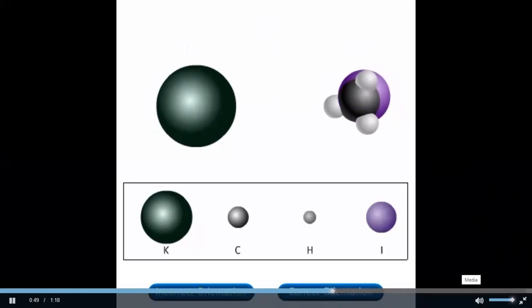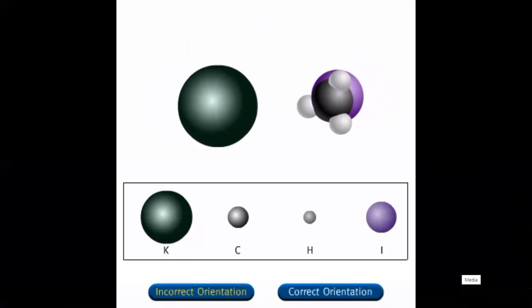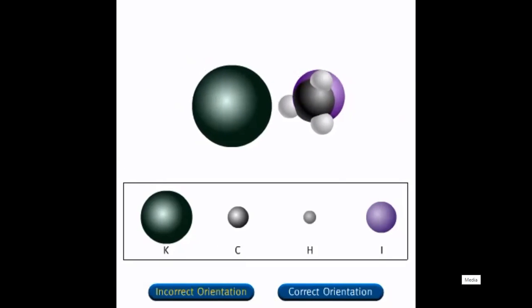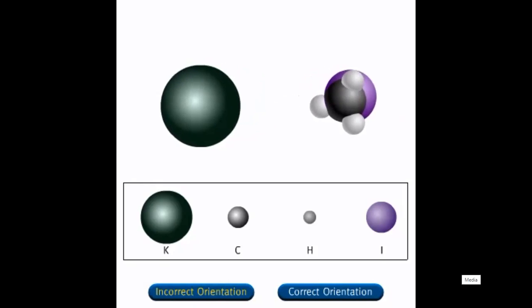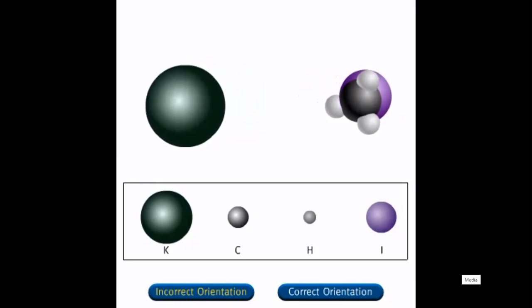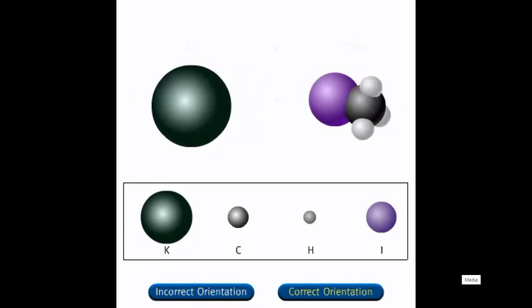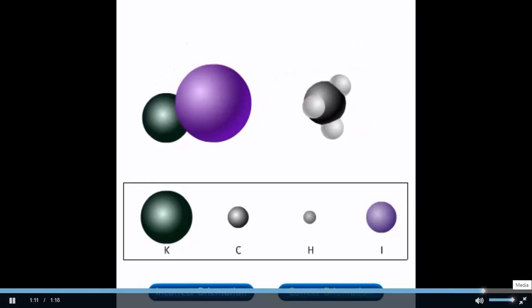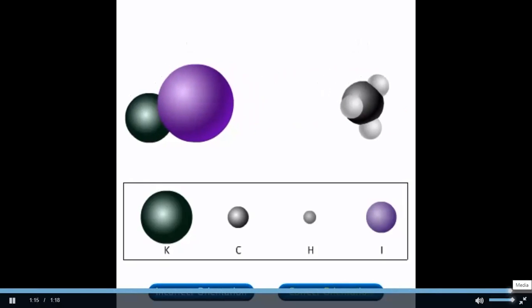This reaction is most favorable when the potassium atom collides head-on with the iodine atom in CH3I. In this reaction simulation, the potassium atom collided with one of the hydrogen atoms of CH3I. With this collision orientation, few or no products are formed. This reaction is most favorable when the potassium atom collides head-on with the iodine atom in CH3I. Otherwise, few or no products are formed.